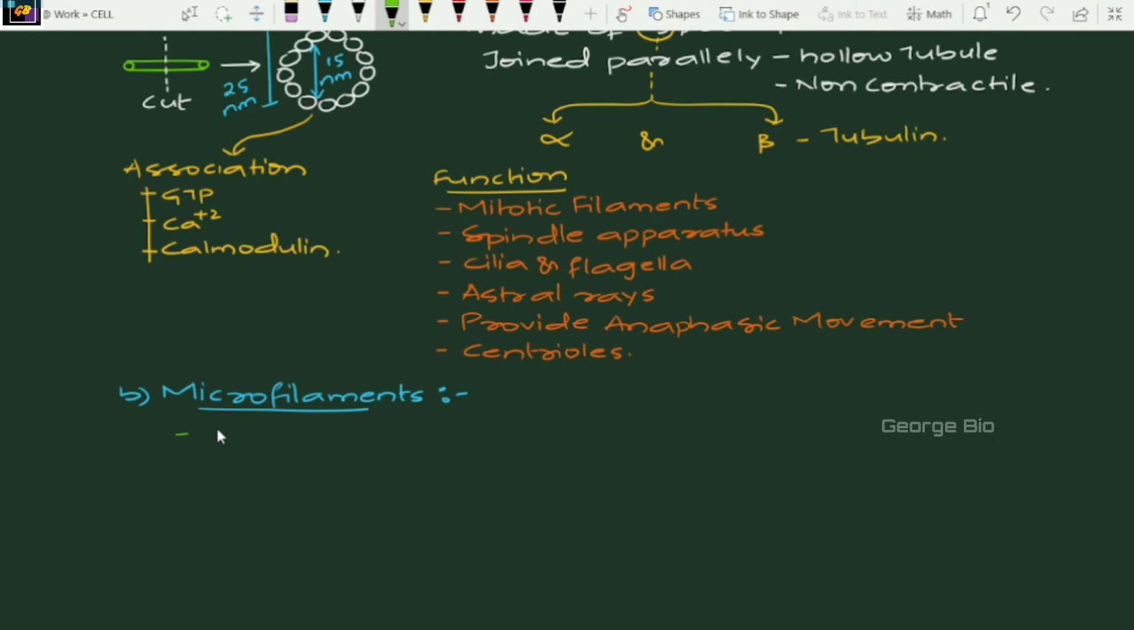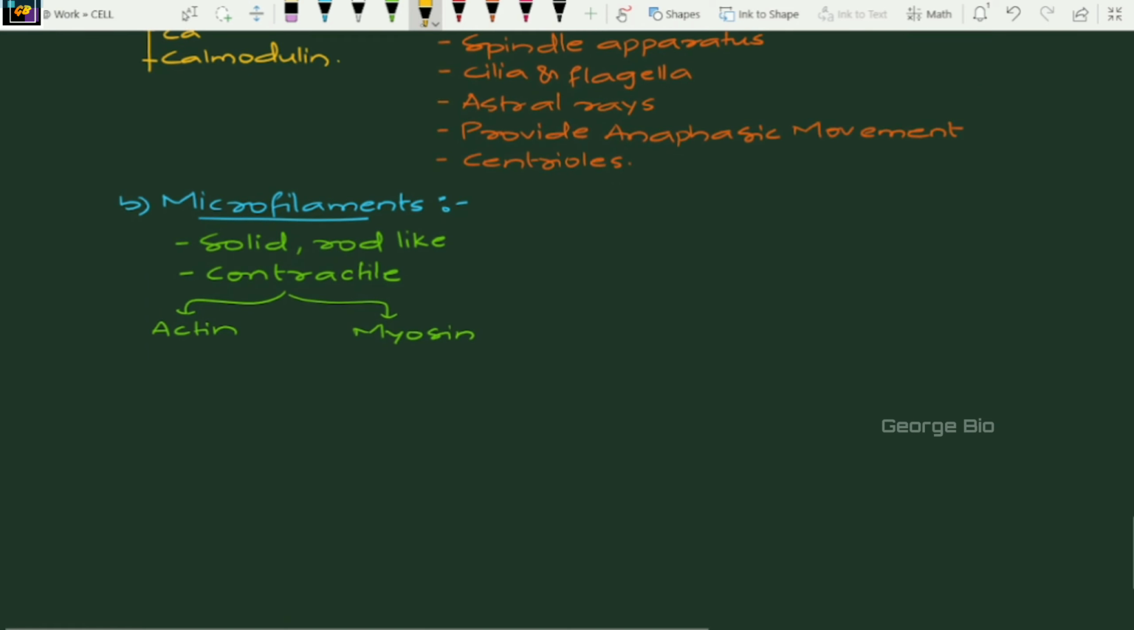If you look at the microfilament, it is a solid, rod-like structure, and it is contractile in nature. It is made of contractile protein, and two different types of proteins are present over here. Number one, actin, and number two, myosin. And this actin is a globular protein, and myosin is a filamentous protein. Let's look at the functions of this microfilament.